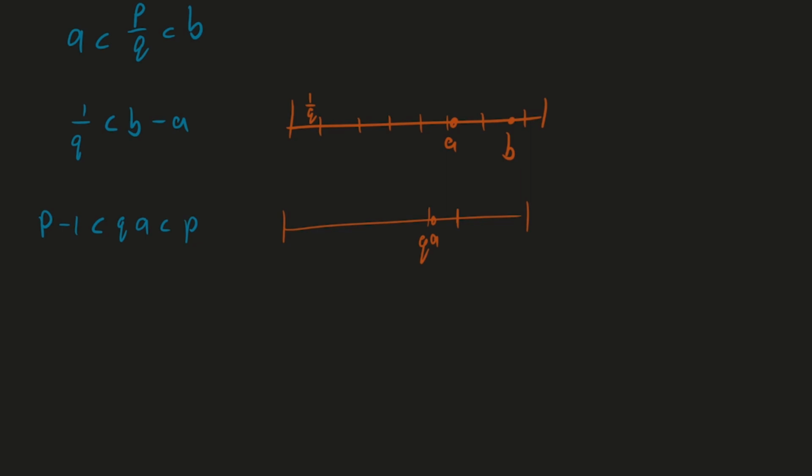So using these two inequalities, we're going to try and prove our top inequality. I'll quickly rewrite this one as A is less than B minus 1 over q.